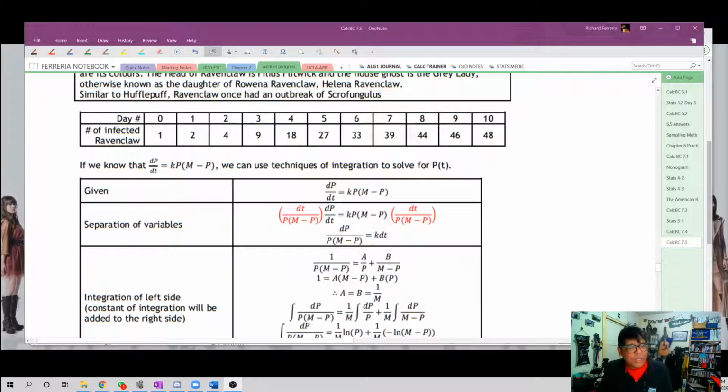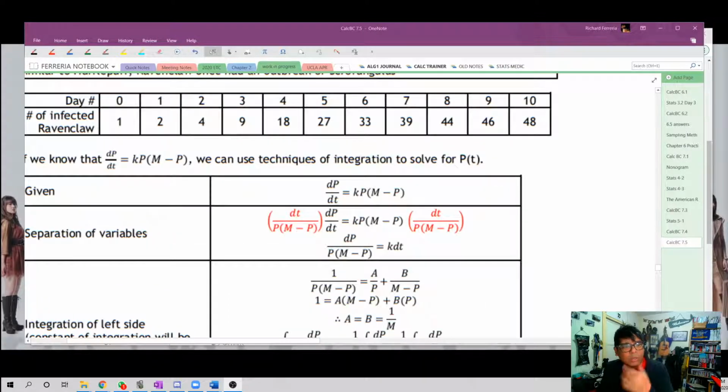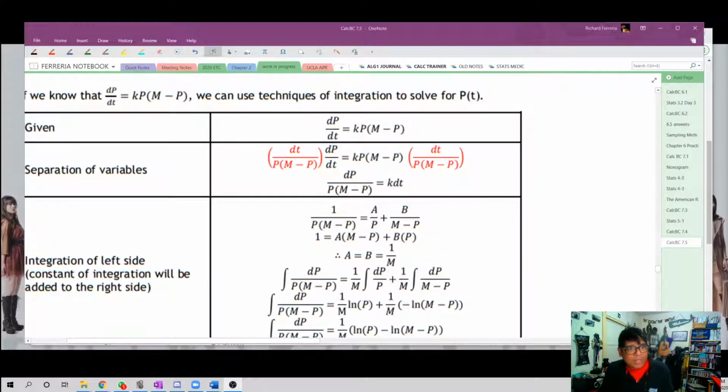And we're going to start with the differential equation for logistic growth. We're going to next separate variables. So we're going to multiply both sides by dt, divide both sides by p times (m minus p), and that gets us to this equation over here: dp over p(m minus p) equals k dt.